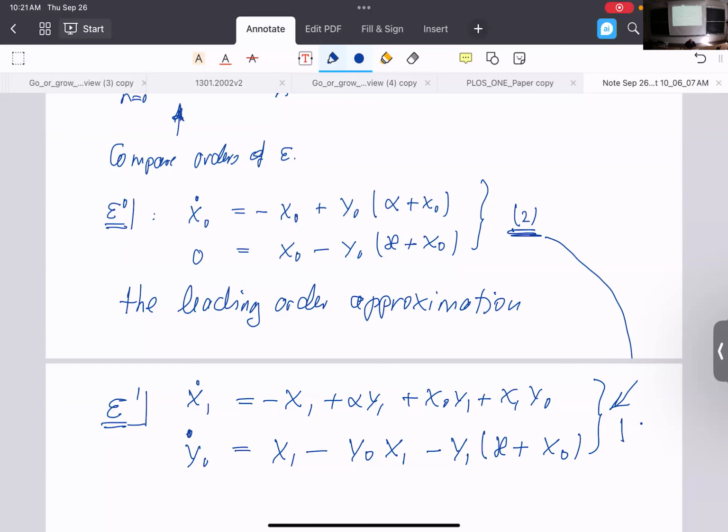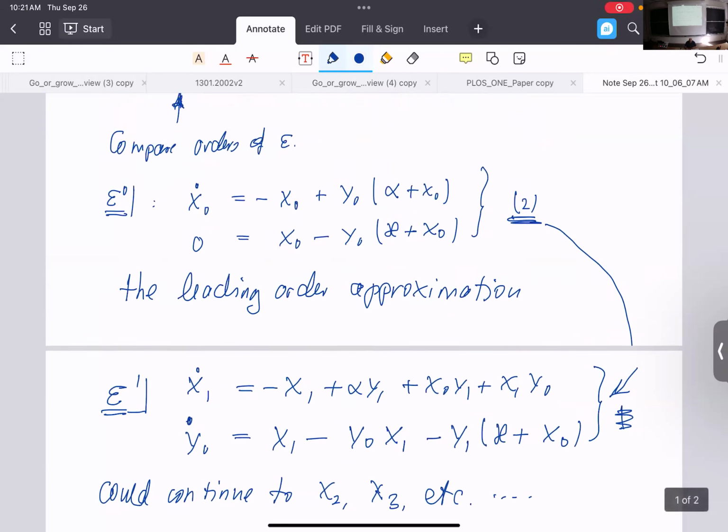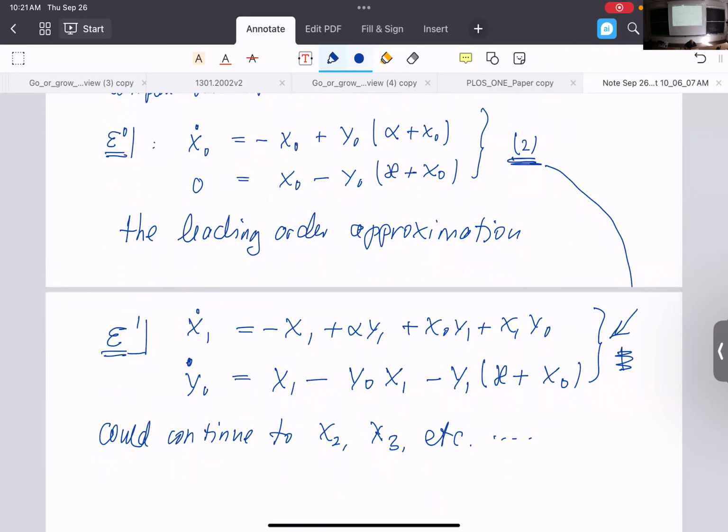So let's call this 3. Yeah, I don't really need it for anything else, so I call it nothing. No name. Okay. So could continue to x2, x3, etc. But nobody does this. So typically people are happy with the zero order approximation, leading order approximation, which I am as well. Good.